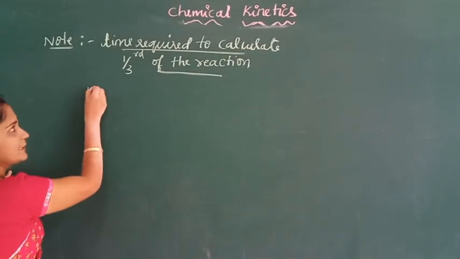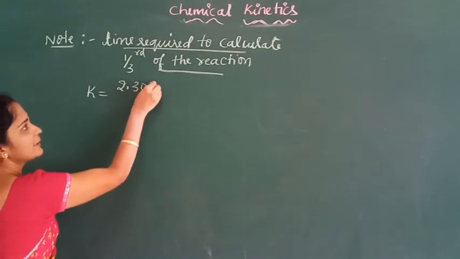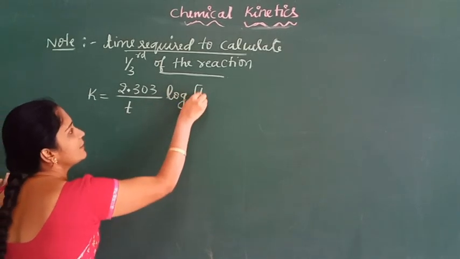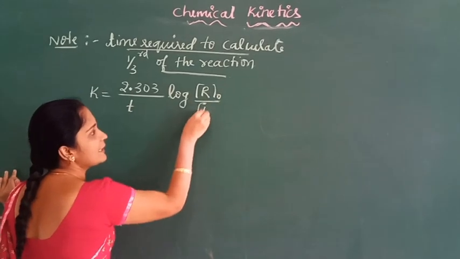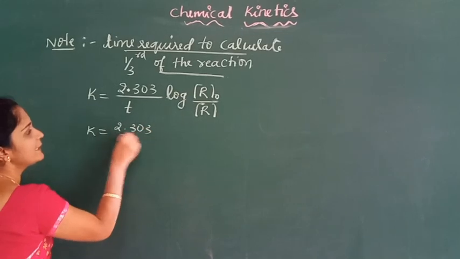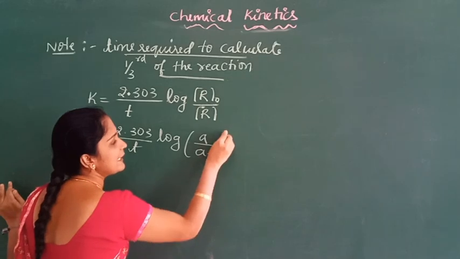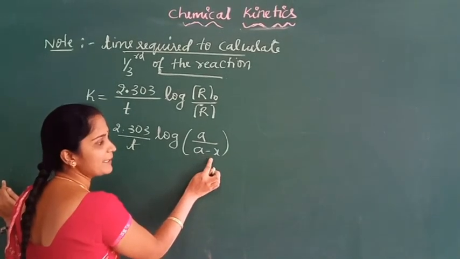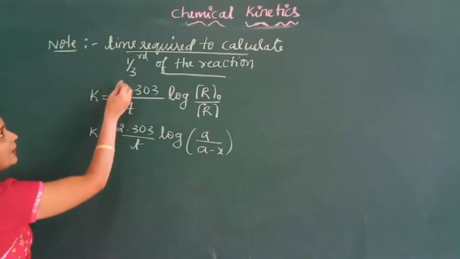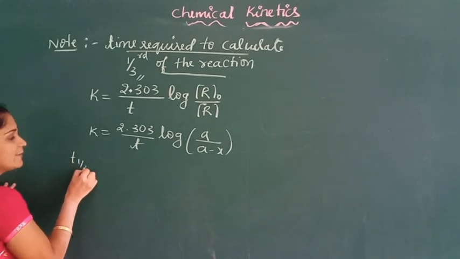So we know the integrated rate constant expression for a first order reaction, that is K equals 2.303 by t log of R0 divided by R. It can also be written as K equals 2.303 by t log of a divided by a minus x. Here a is the initial concentration of the reactant and a minus x is the concentration of the reactant at any time t. So we have to calculate the time required to complete 1/3 of the reaction. So t 1/3 equals question mark.